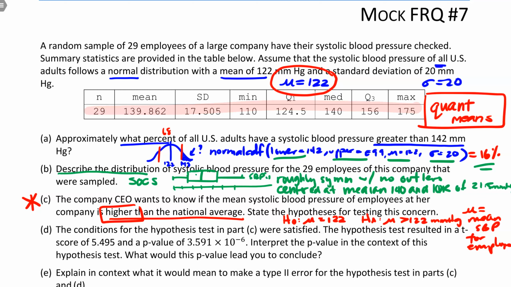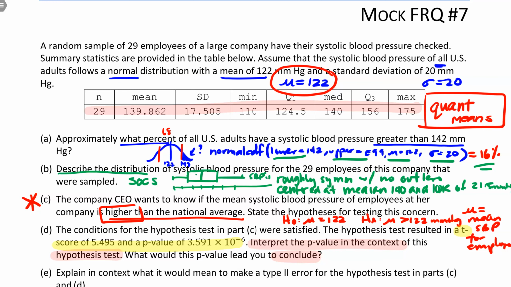All right, let's see. D says the conditions in C are satisfied. The hypothesis test gave us a t and a p. This is what I said I thought would happen on the test as well. We're going to see them just give us the output instead of us having to do that. Interpret the p-value. And then what would the conclusion be? This is exactly what we saw in that 2007 test. This is a beefy part D. It has two huge pieces.